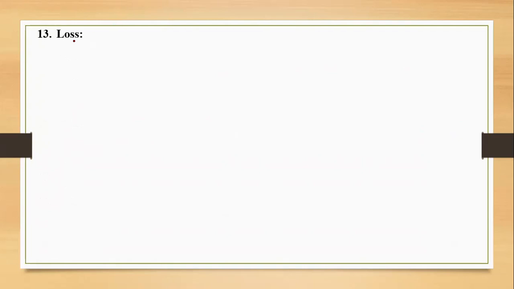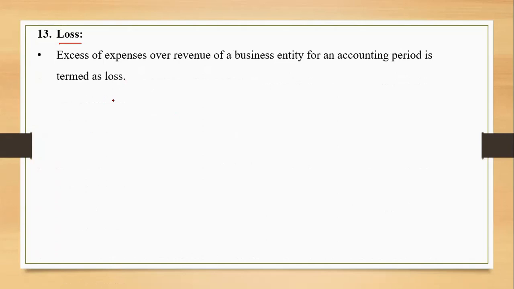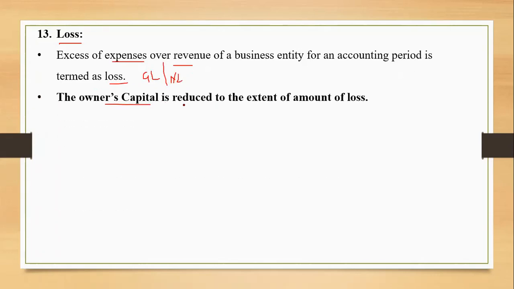Okay, next, loss. We have already discussed the gross loss and the net loss, but there is a minor difference between an expense and a loss. For expense, we do get some benefit, but for loss, no such benefit is received, right? Excess of expenses over the revenue of a business entity for an accounting period is termed as a loss. We have already seen loss. It was a gross loss from the trading account or a net loss from the P&L account, right? The owner's capital is reduced to the extent of the amount of loss. That is also known to us. That is what we have discussed about the net loss, right? If it is a net loss, that will be shown by way of deduction from the capital.